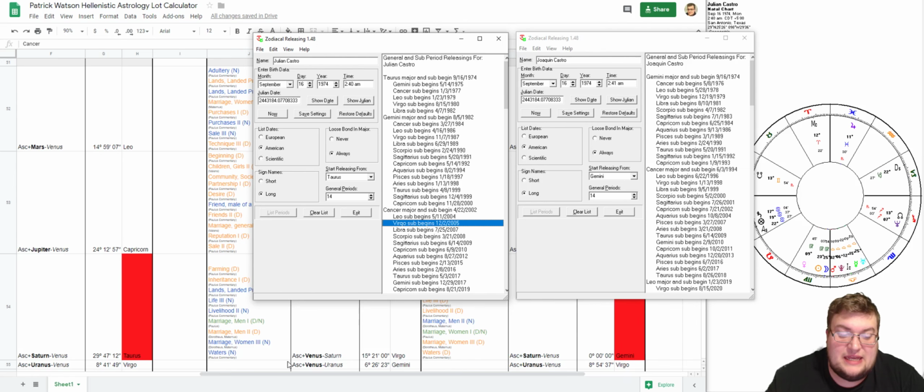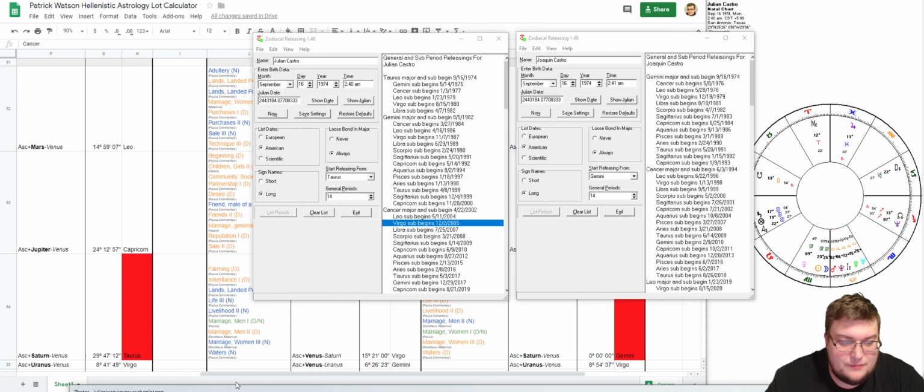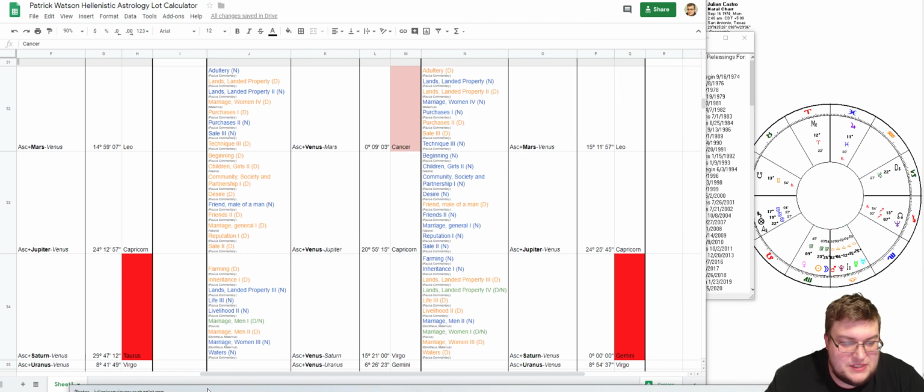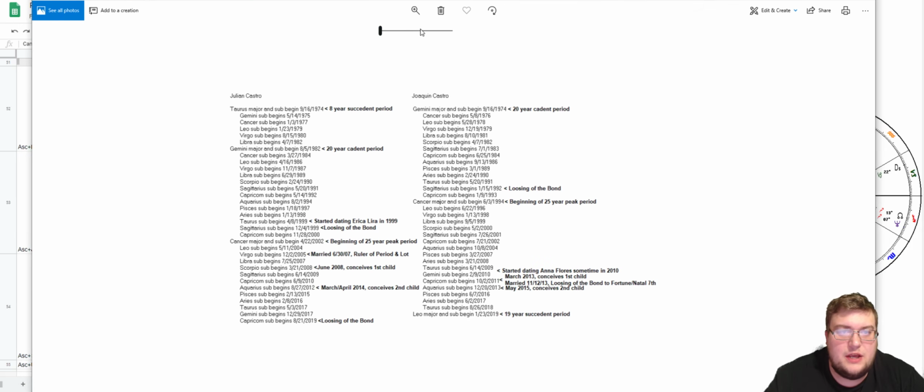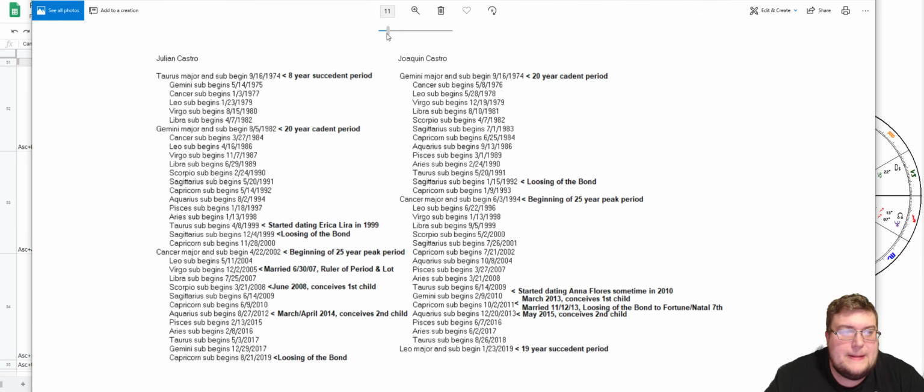And so what's really interesting is we can see that if we compare their lives a bit here, Julian actually did get married on June 30th, 2007, which happens to fall in the Cancer-Virgo period. So right at the time that we would expect there to be a significant event for the topic of this lot, the encountering of the lot and the encountering of the major period, that is when Julian Castro gets married.